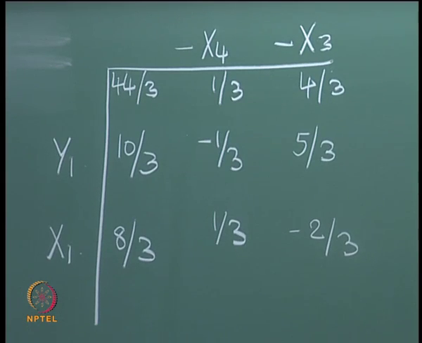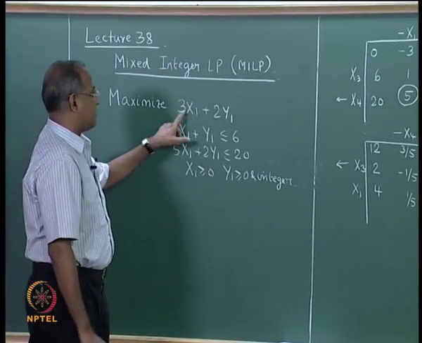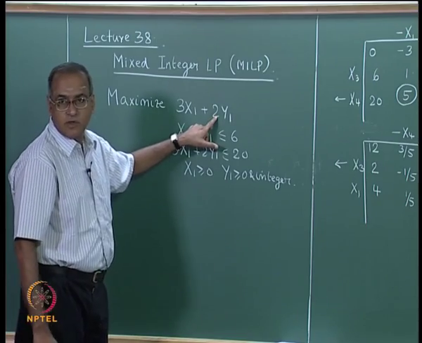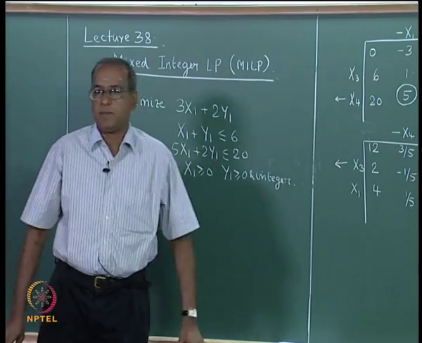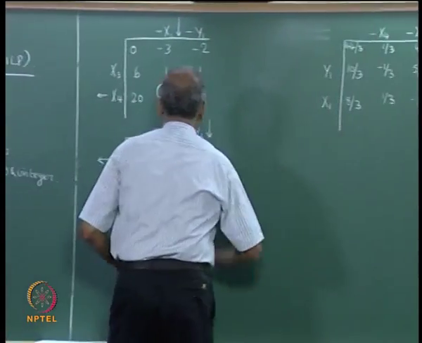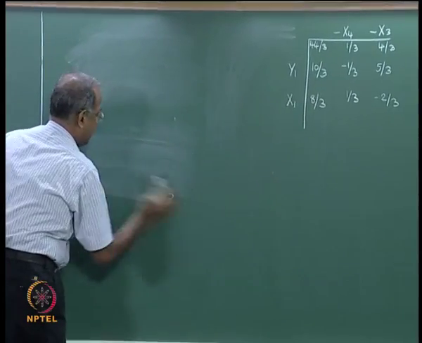With x1 equal to 8 by 3, y1 equal to 10 by 3 and objective function 44 by 3. So let us go back, x1 is 8 by 3, 24 by 3 plus 20 by 3 is 44 by 3. So this is the LP optimum for this problem. We right now do not require these intermediate iterations, we need only the LP optimum table.